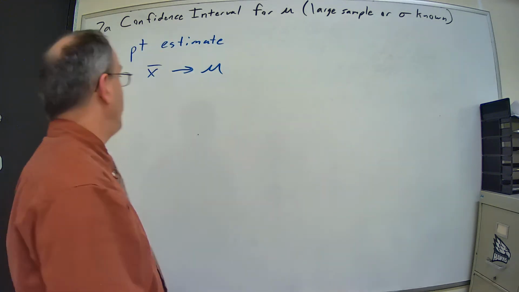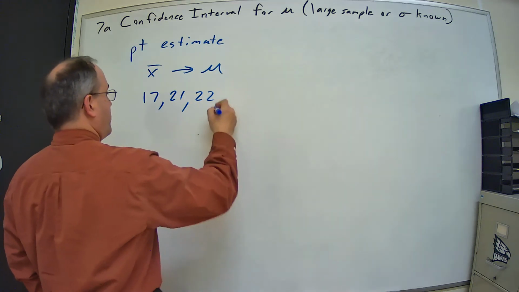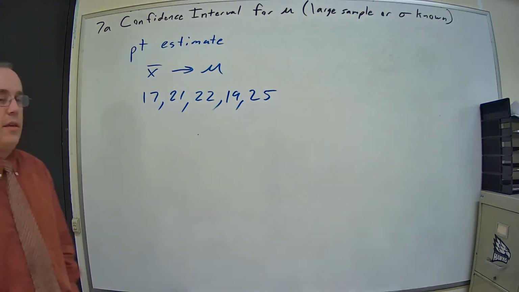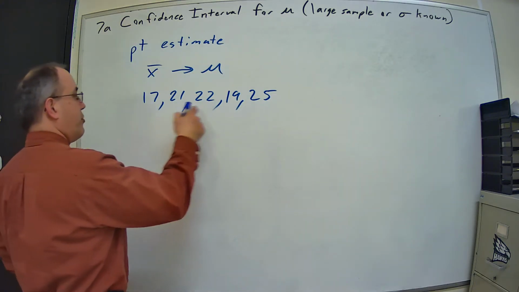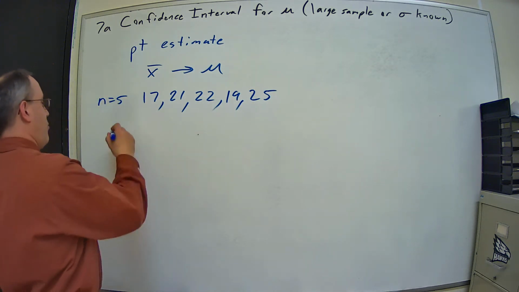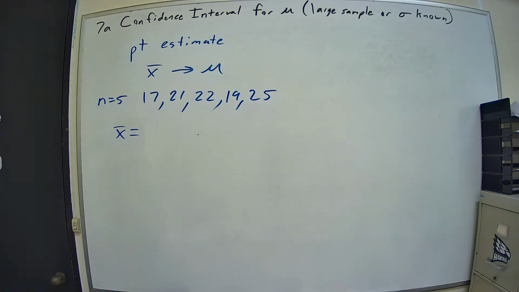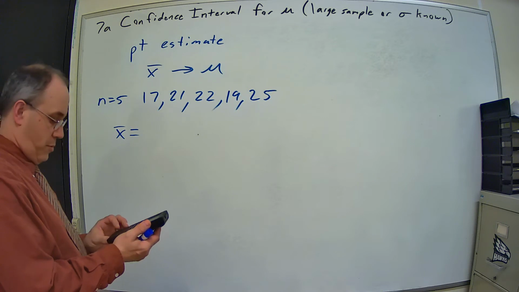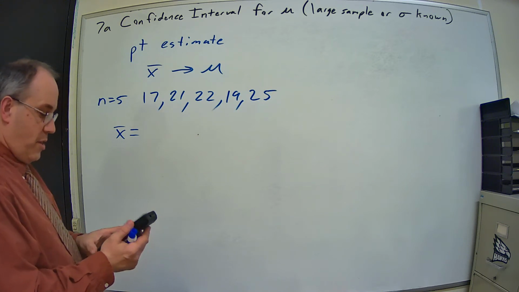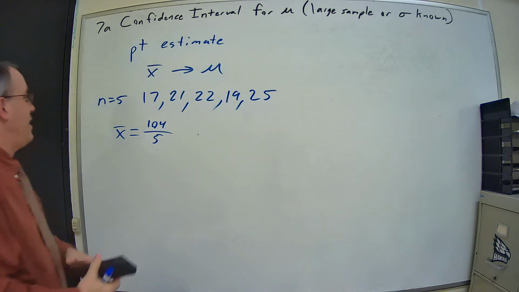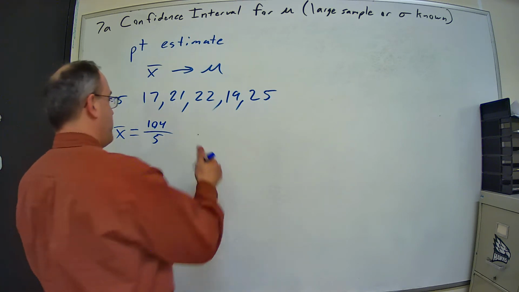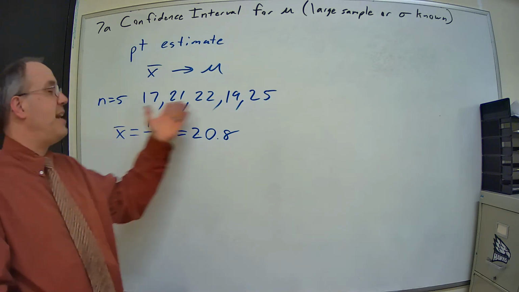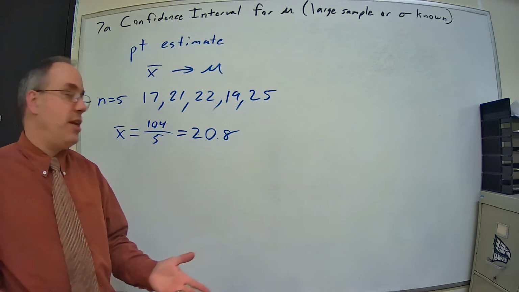So if I have a set of data points, 17, 21, 22, 19, 25, then I can find the sample mean. In this case, I have 1, 2, 3, 4, 5 data values, so n is equal to 5. The sample mean, x bar, is equal to, grab the calculator. All right, the sum of all these, 17 plus 21 plus 22 plus 19 plus 25, gives us 104. We divide it by the sample size 5, which gives us 20.8. So our sample mean of 20.8 says that the distribution these data values came from, we would estimate that the population mean is about 20.8.